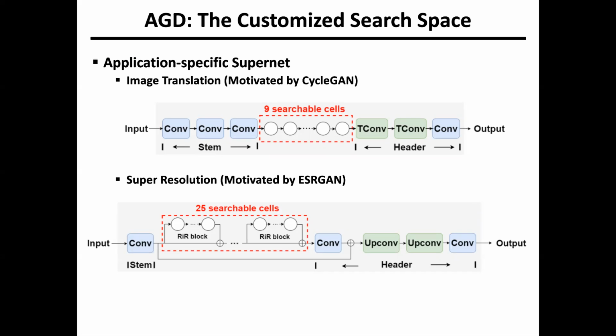And for the super resolution task, motivated by the SOTA manually designed ESRGAN, where residual blocks are adopted, which have higher capacity and are easier to train, we also adopt residual blocks structure, while replacing the original densely connected blocks with sequentially connected searchable blocks.